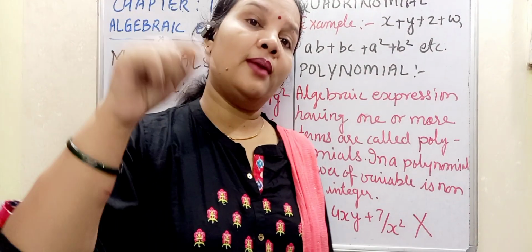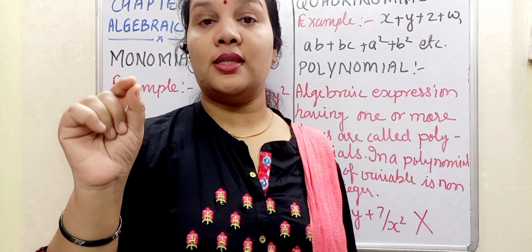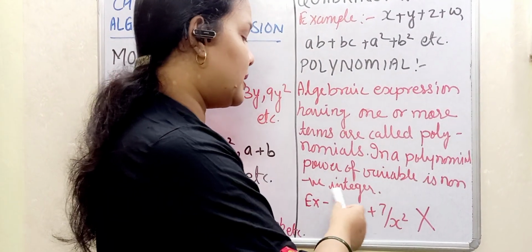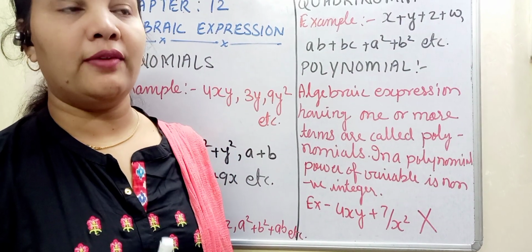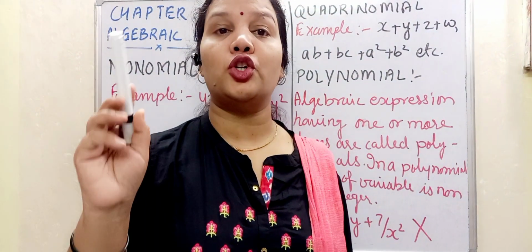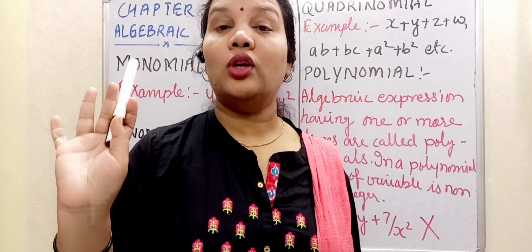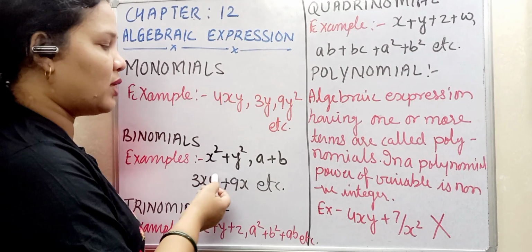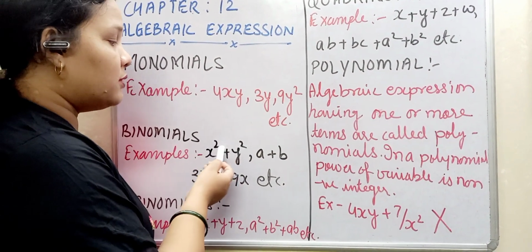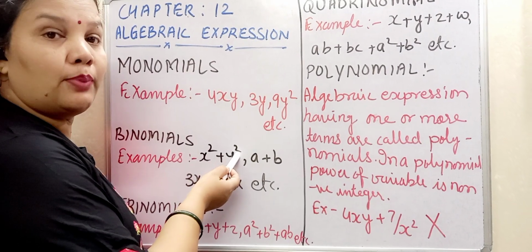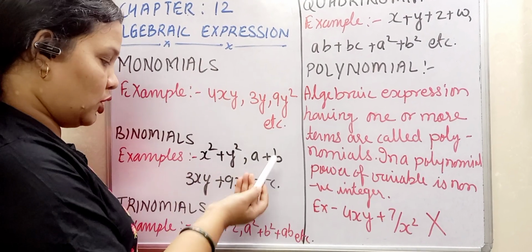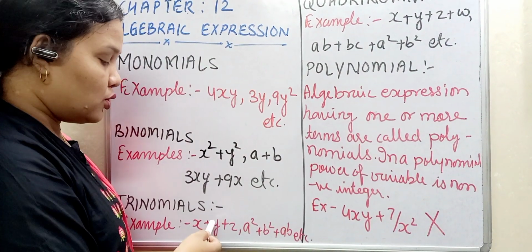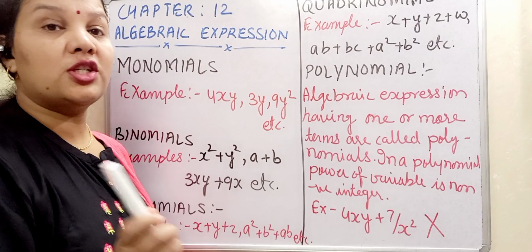But one more very important condition is also there. What is it? In a polynomial, the power of a variable is a non-negative integer. Non-negative means the power of any variable should not be a negative quantity. Then only we can say that it is a polynomial. Here I am giving some examples. x square plus y square: the powers of these terms are positive, right? So this is a polynomial. Similarly, a square plus b square plus ab, or x plus y plus z. Here the powers are positive integers.